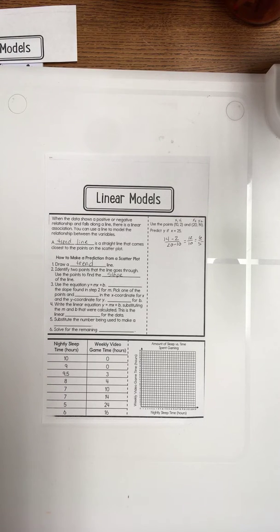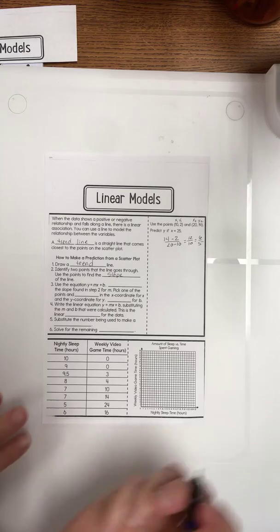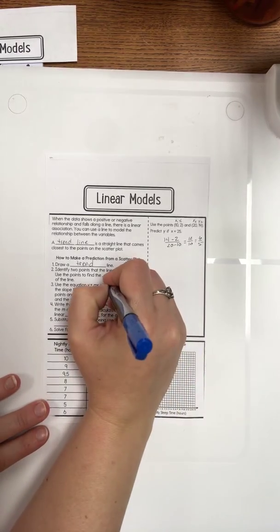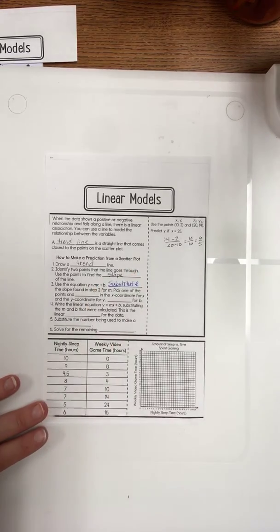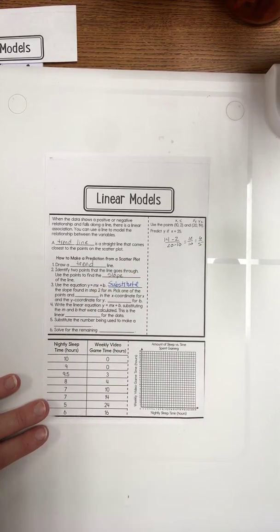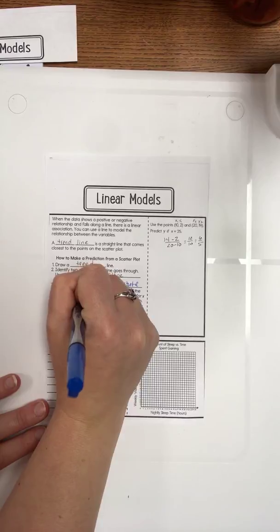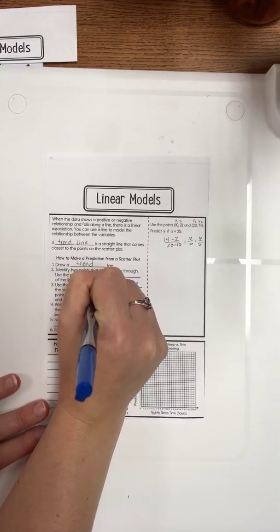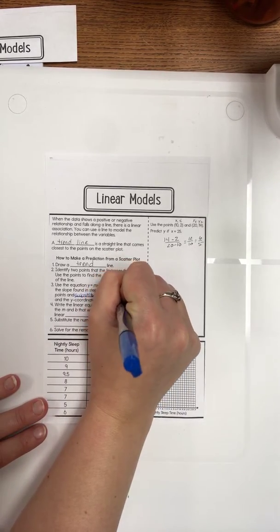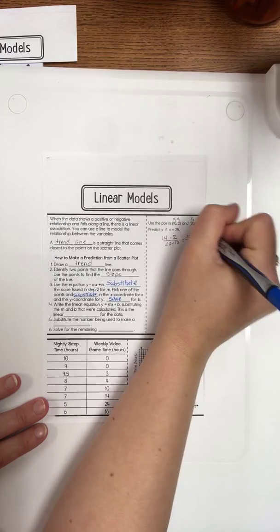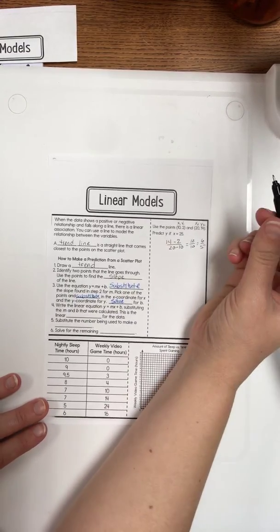Then it says, use the equation y equals mx plus b, substitute the slope found in step 2 for m, pick one of the points and substitute in the x coordinate for x and the y coordinate for y, and then solve for b. And we're going to do that next. So using one of these 2 points, let's just do (10, 2) because it's easier to work with.